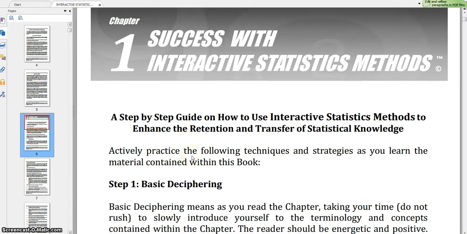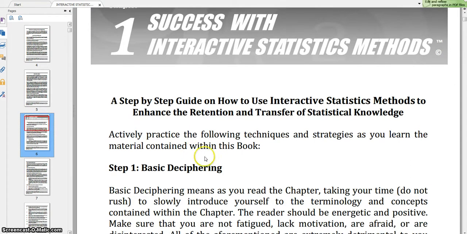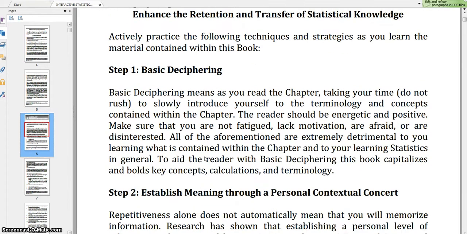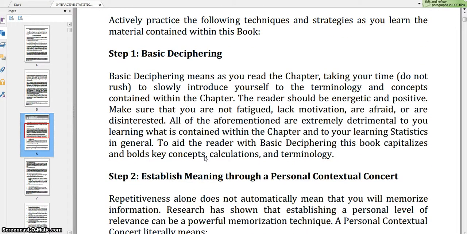So this first chapter begins, as we alluded to last week, with some basic steps to aid you in being successful not only in this course but in any course that has any type of higher education content knowledge. It begins with a list of basic steps to make certain that you are successful in this course.